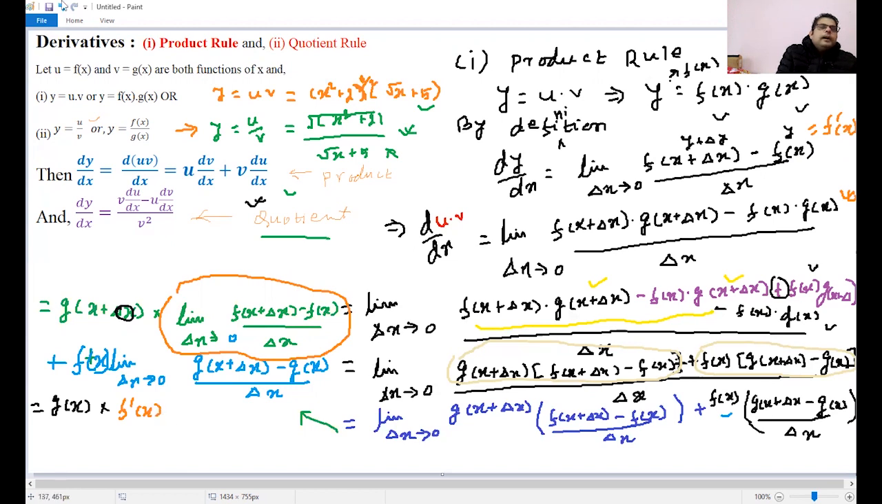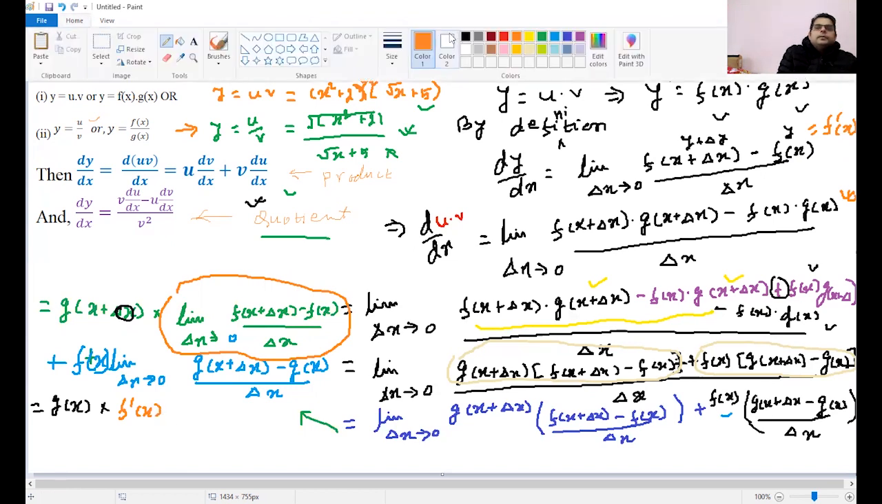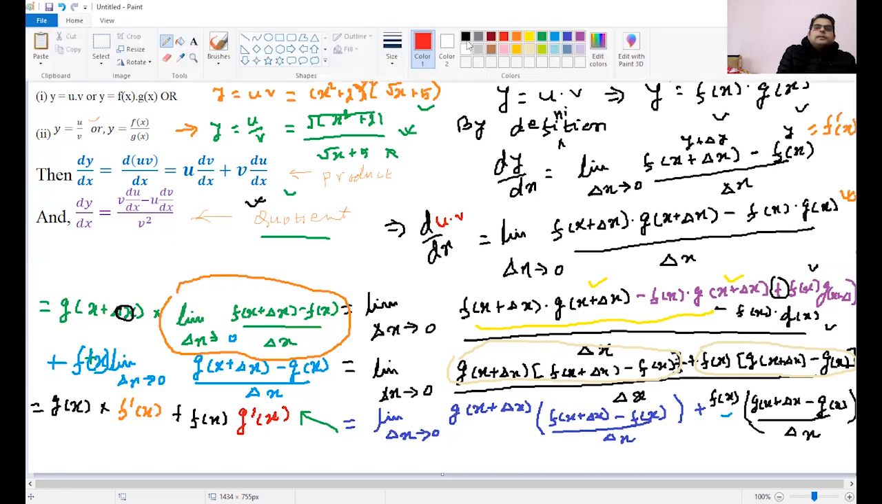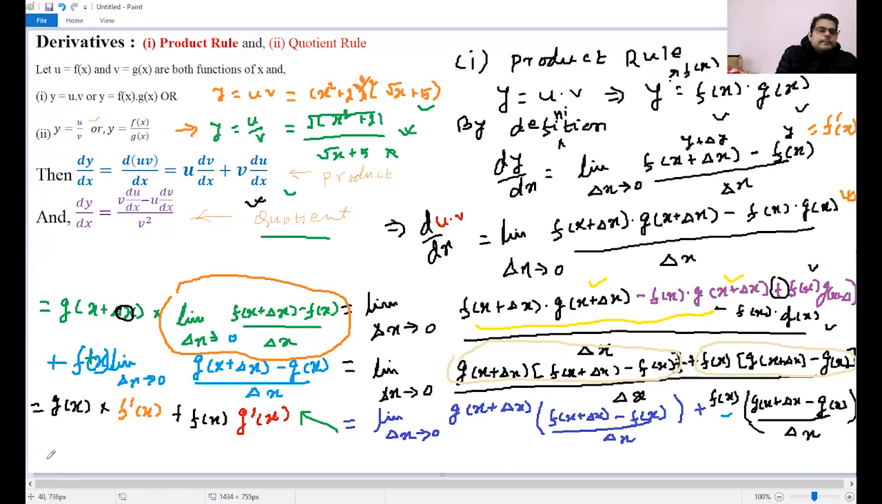And after that you have plus f(x). In a similar way, you can see that this is the derivative of the function g(x) by the definition of the first principle. So you can write, instead of g(x), it is g'(x). And after that, you can reshape the things like this. Let me write f(x) first of all.